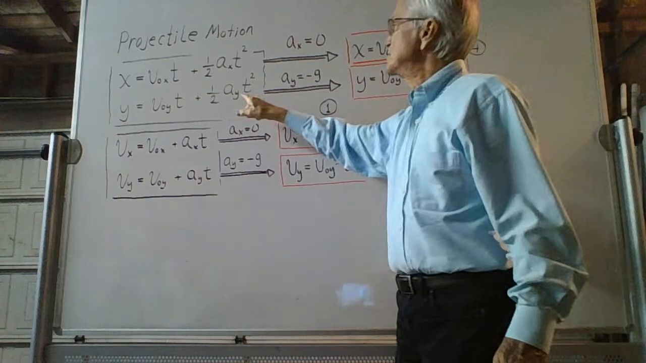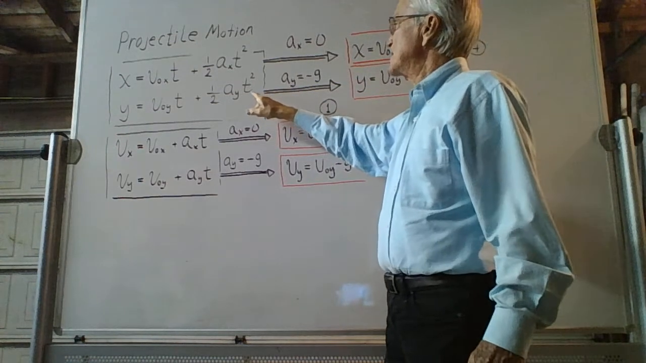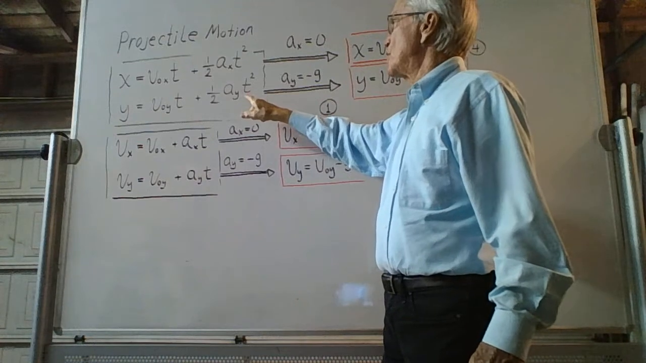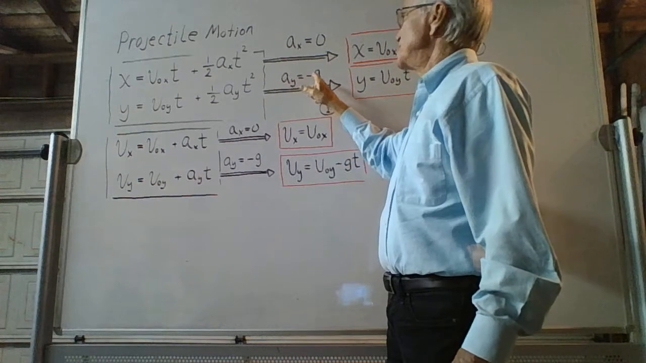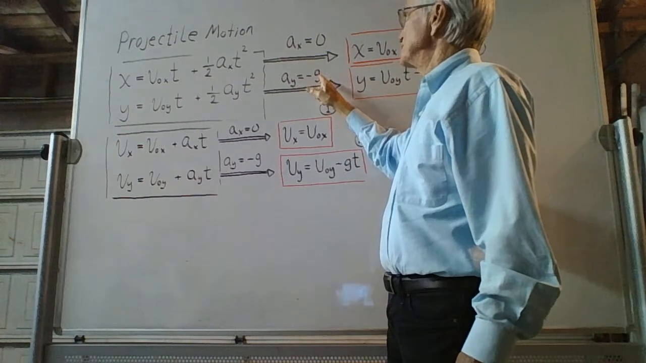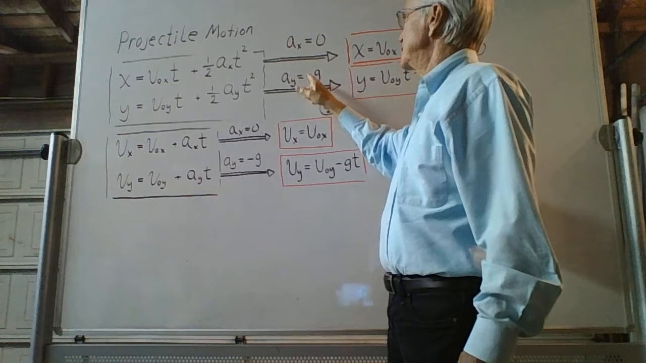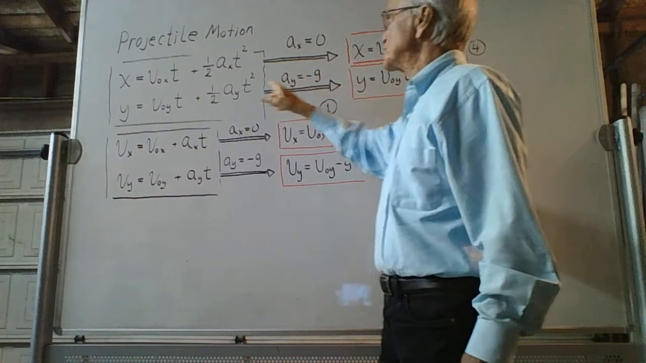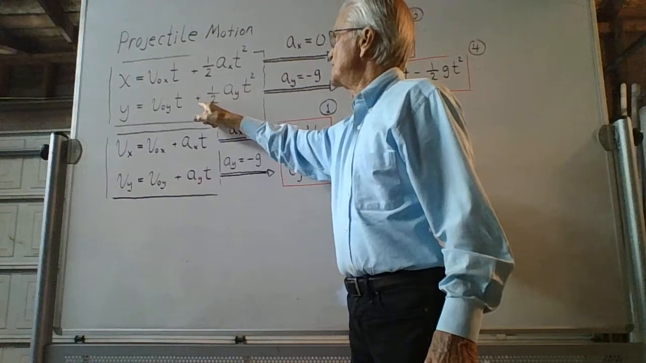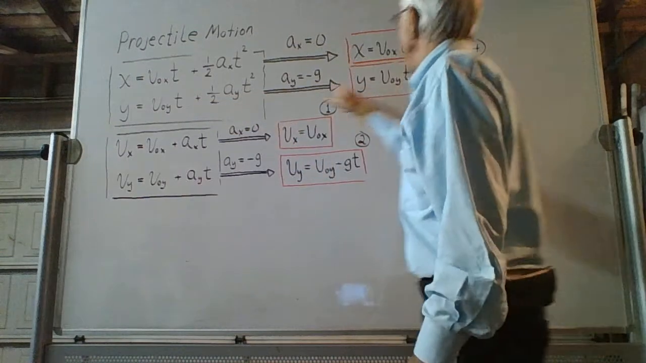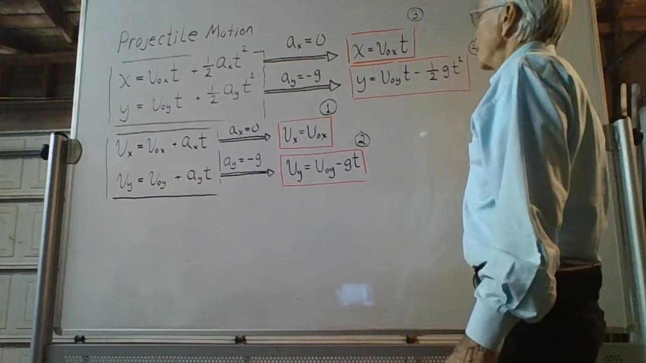Down to this equation, it'll be the case from now on that our y component of acceleration will always be negative 9.8 meters per second per second. Negative g, in other words. So this equation is modified slightly. Replace this term with minus 1/2 g t squared. Equation 4.